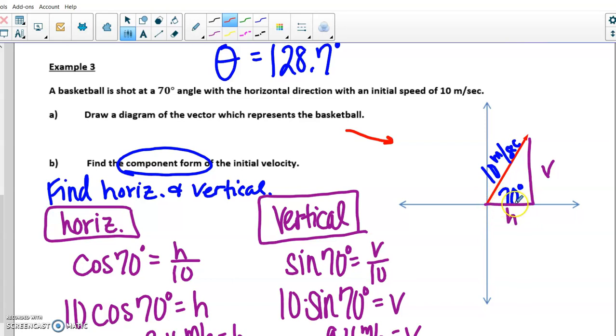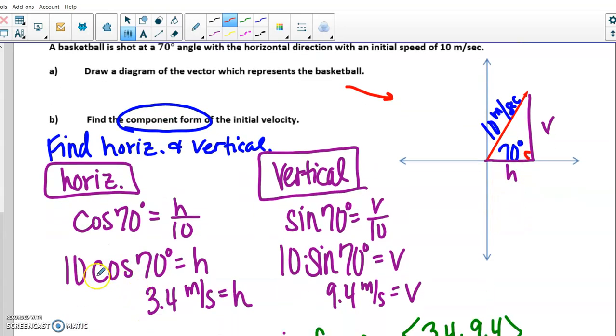The h is our adjacent side. The 10 is the hypotenuse. So we could use cosine to figure this out. So you'd have cosine 70 equals my adjacent h over 10. When you put it in a calculator, 10 times cosine 70 is 3.4. When you find your vertical component, again, this would be your opposite side, and this would be your hypotenuse. So you could use sine. Sine 70 is equal to v over 10, opposite over hypotenuse. Plug it into your calculator. You should get that this vertical component is 9.4.